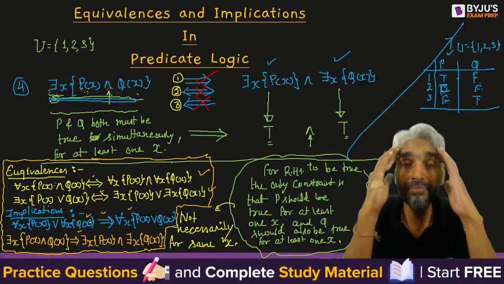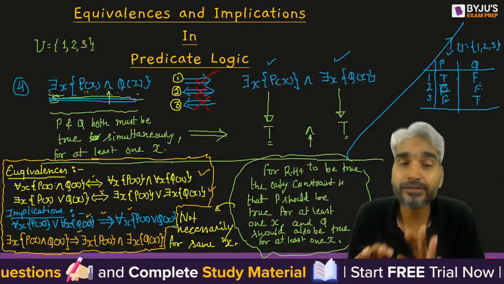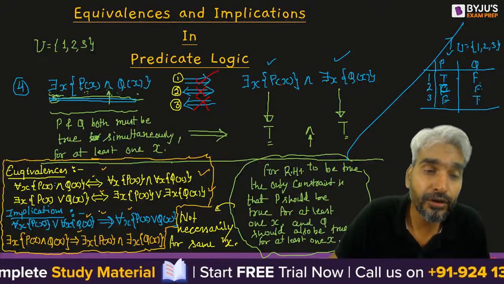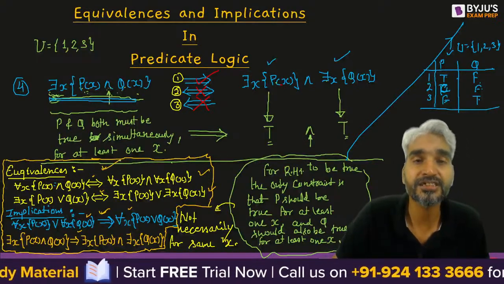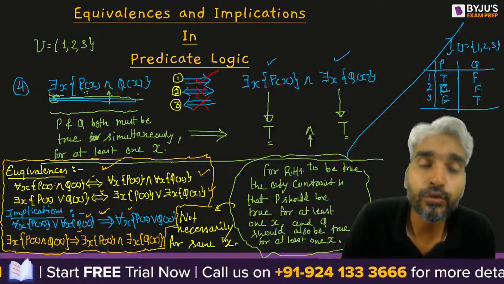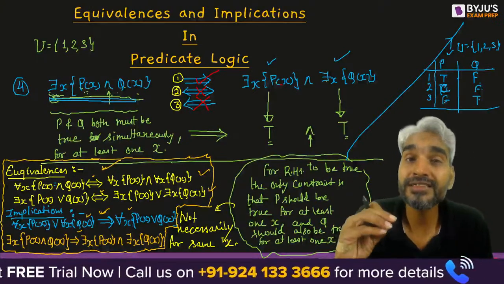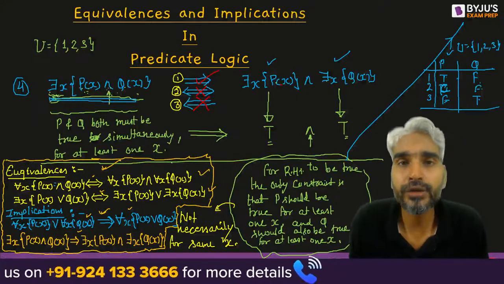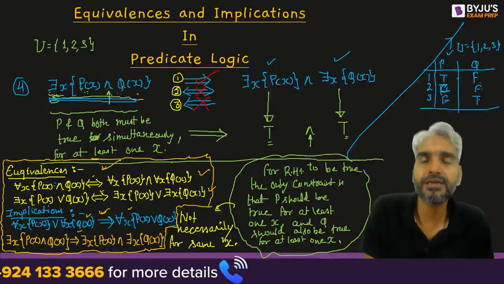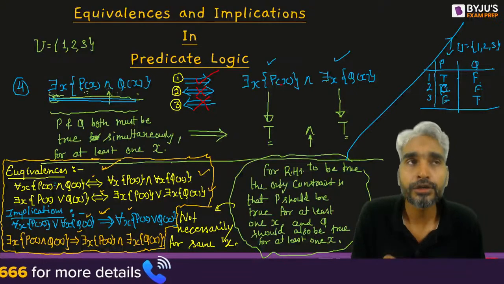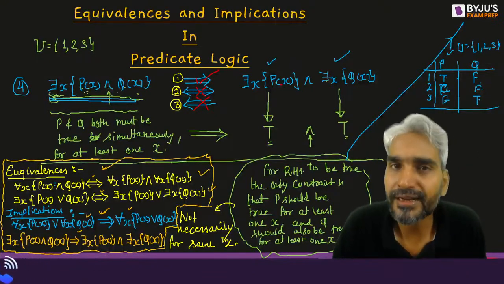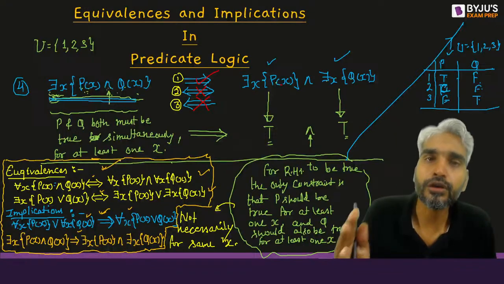So please make sure that you understand. And please don't think that these are the only four equivalences or implications. Don't think that these are the only four valid equivalences or implications, but these are the four general equivalences and implications which can be used directly as a rule to solve the question. This can be used directly as a rule or axioms to solve the questions.